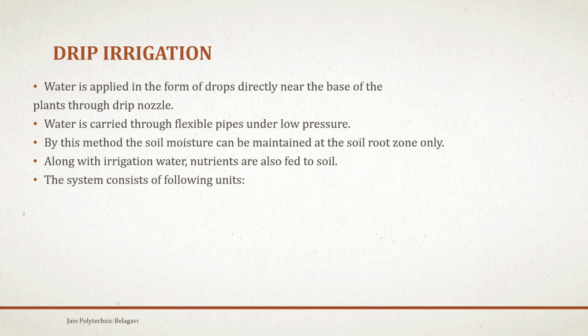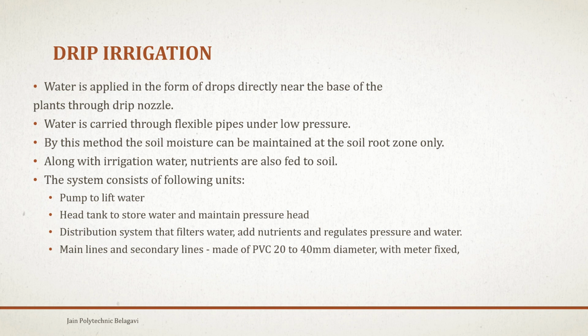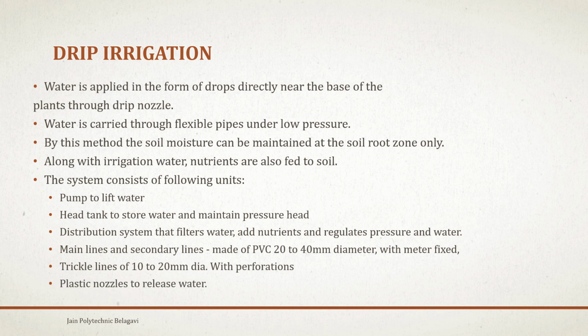The system consists of the following units. There is a pump to lift water. We have a head tank to store water and maintain pressure head. A distribution system that filters water, adds nutrients and regulates pressure and water. Main lines and secondary lines made of PVC, 20 to 40 mm diameter, with meter fixed. Vertical lines of 10 to 20 mm diameter with perforations. The plastic nozzles to release water.